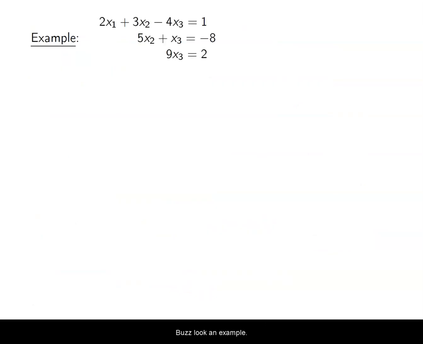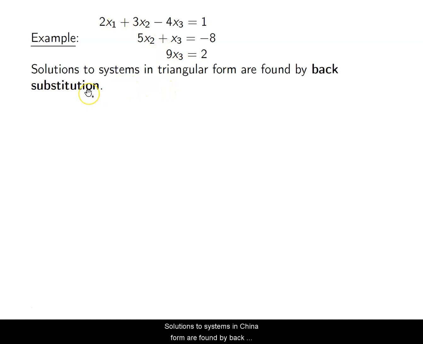So let's look at an example. This is triangular. 3 equations, 3 variables. Each variable is a leading variable exactly once. Solutions to systems in triangular form are found by back substitution. So we really like triangular systems because they're really easy to solve.